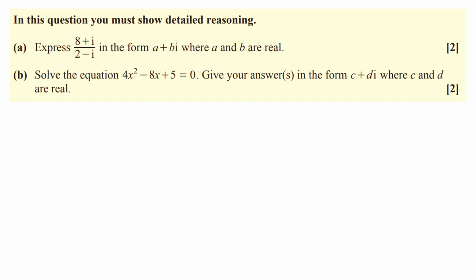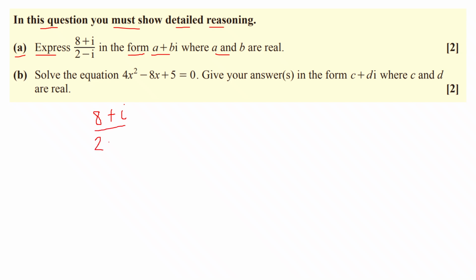In this question, we are told: you must show detailed reasoning. Part A, express (8 + i) over (2 - i) in the form a + bi, where a and b are real. So we are going to rationalize the denominator of this fraction.